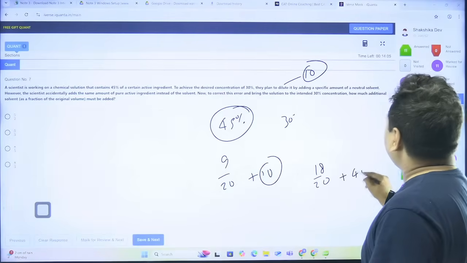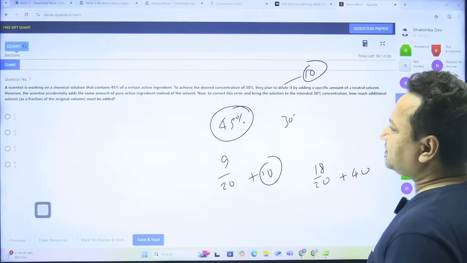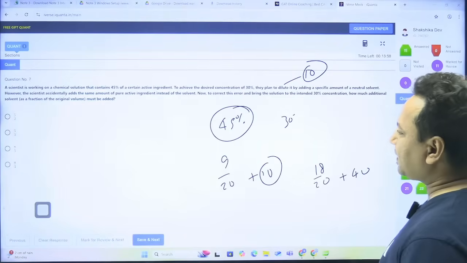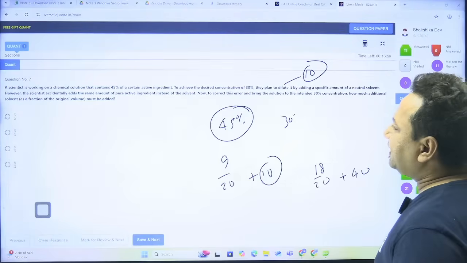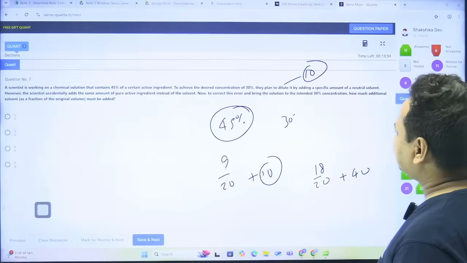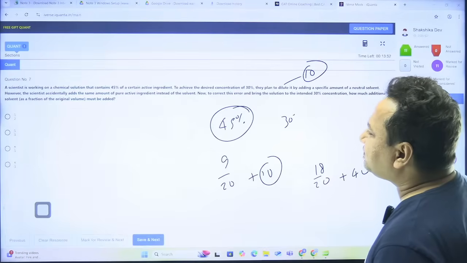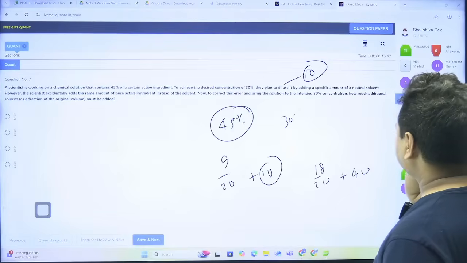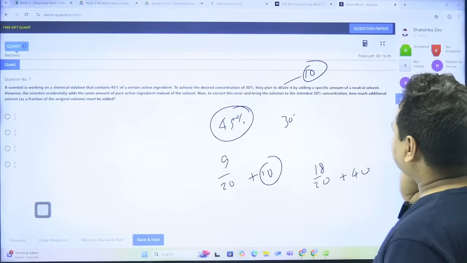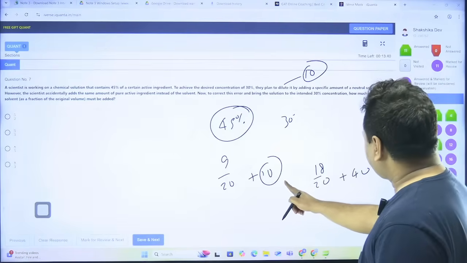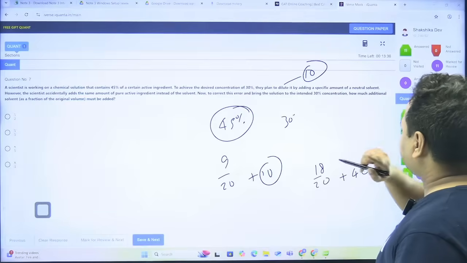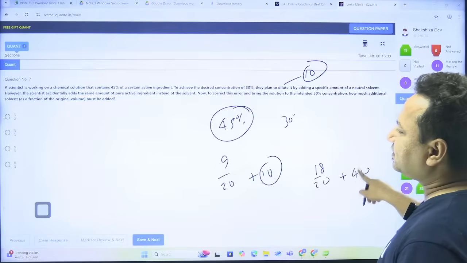40 करना पड़ेगा इसमें. How much additional solvent as fraction of the original volume must be added? 40 ऐड करना पड़ेगा. पहले कितना था? I took 9 by 20. Okay, original fraction of original volume. Original of what? 40 more ऐड करना पड़ जाएगा. 9 by 20 था. उसने गलती से 10 करना चाहिए था, पर उसने वो 9 ऊपर कर दिया है, तो 18 by 20 हो गया है. 640 और ऐड करना पड़ेगा उसको.